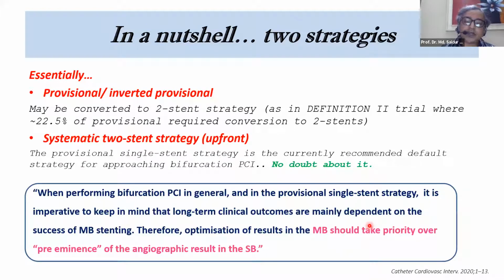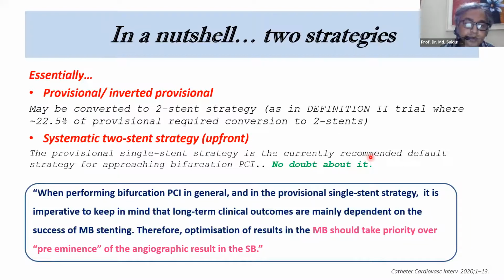We see also in DEFINITION II that around 22% of the provisional cases required a two-stent strategy and were converted to two-stent strategy. But even then, the provisional single-stent strategy is currently the recommended default strategy and the best strategy for approaching a bifurcation PCI, unless a two-stent strategy is warranted. There's no doubt about it.